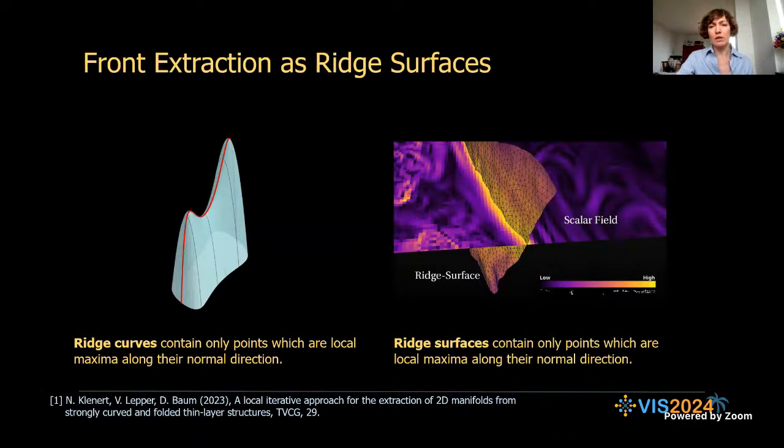This method was originally developed by Klenert and colleagues to extract two-dimensional manifolds from strongly curved and folded thin layer structures. Ridges are defined as the local maxima of a given field. In 2 dimensions, a ridge curve can be thought of as a mountain ridge, consisting only of points that are local maxima with respect to its normal direction. Similarly, in 3 dimensions, a ridge surface contains only points that are local maxima with respect to surface normals.